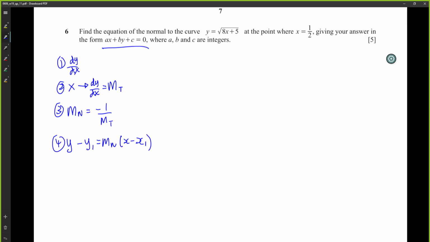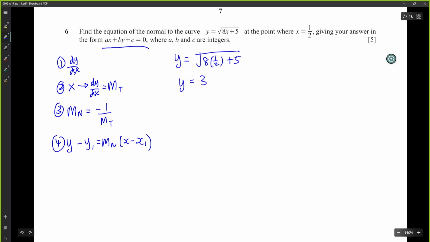Then after you get the equation of normal already, they just ask you to find the equation of normal in this form. Okay, then you need to use this one. Because at the fourth step over here, I need to have a coordinate x and y. But here I only have x, so I need to find my y coordinate first. So it's kind of easy. 1 over 2 plus 5. So my y is 4 plus 5 is 9, so it's 3.